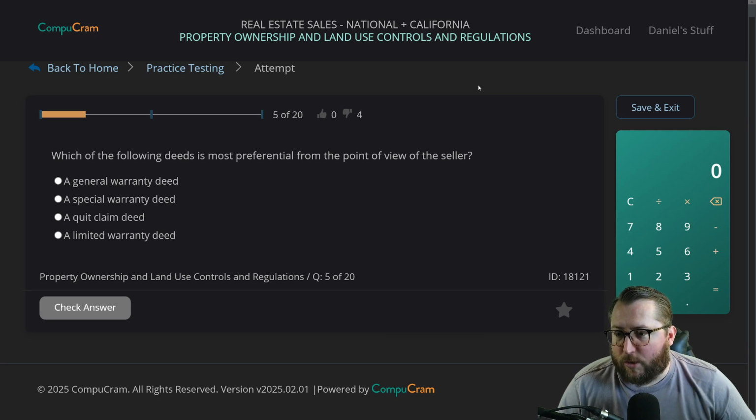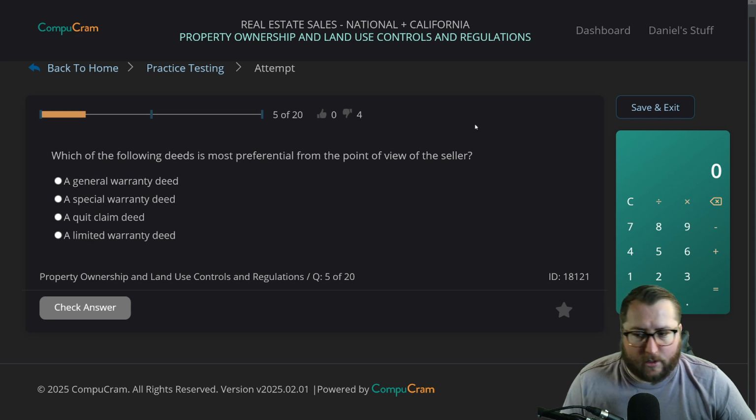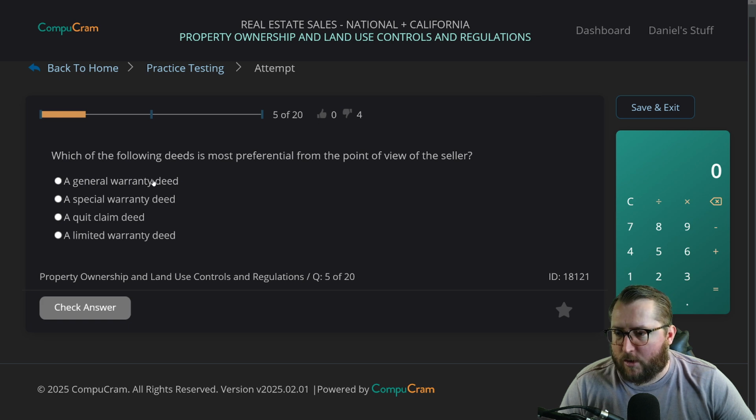Number 5, which of the following deeds is most preferential from the point of view of the seller? A general warranty deed, a special warranty deed, a quitclaim deed, a limited warranty deed. Yeah, we're struggling on these ones. Which of the following deeds is most preferential from the point of view of the seller? I would probably just say a general warranty deed.